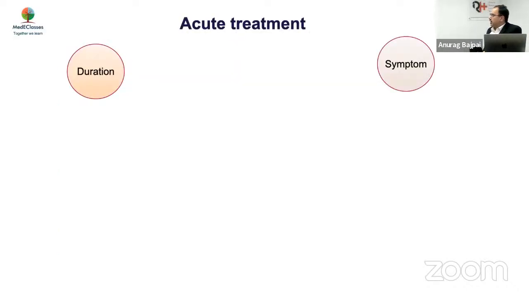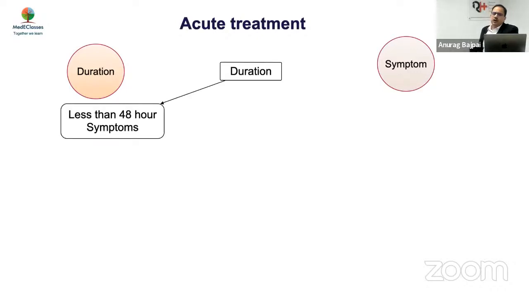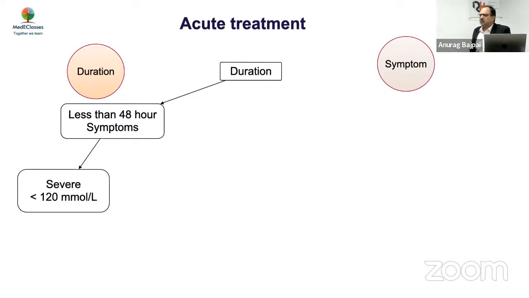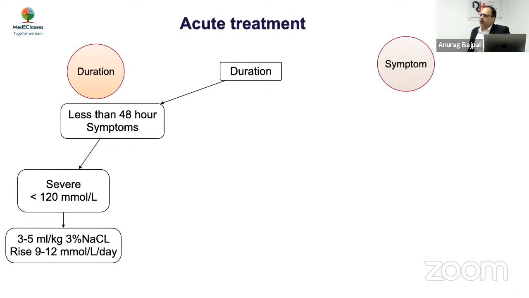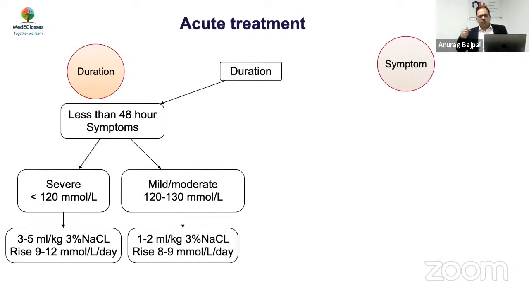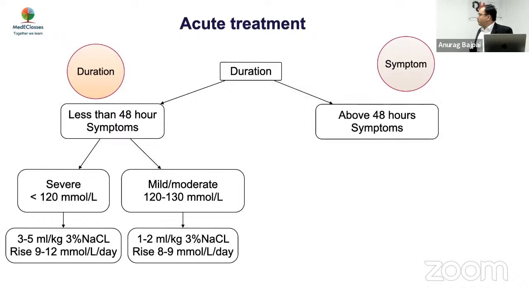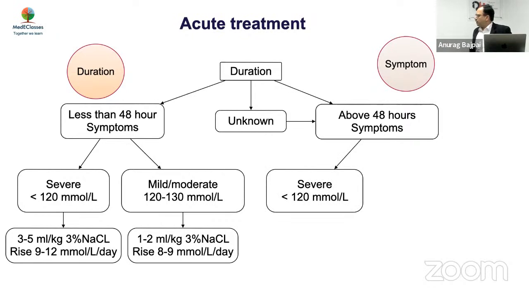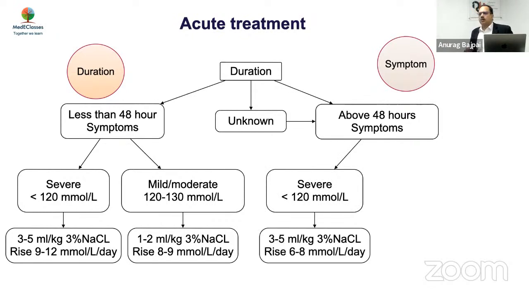So how do we manage hyponatremia? Look at duration and symptoms. If you have an acute hyponatremia, which is less than 48 hours, and symptoms are severe, and sodium is less than 120, then you can give a bolus of 3% saline, to correct around 9 to 12. If it's mild to moderate and sodium is 120 to 130, then you give a very small dose of 3% saline, and the rise should not be more than 6 to 8. And above 48 hours, or if it is unknown, you assume it to be chronic. In this scenario, if there are severe symptoms, you may give an initial correction, but then don't try to build it up too rapidly.